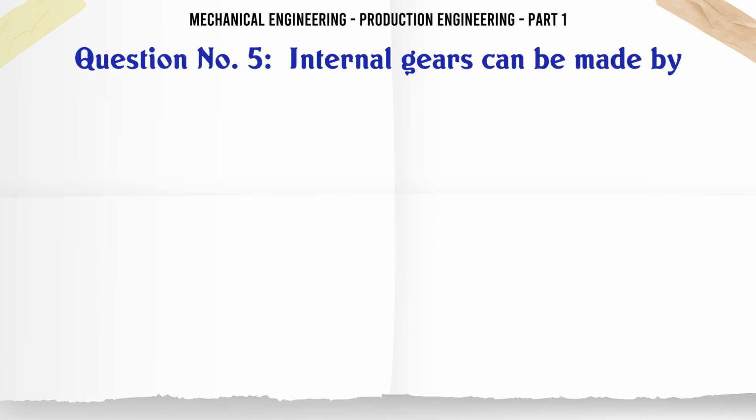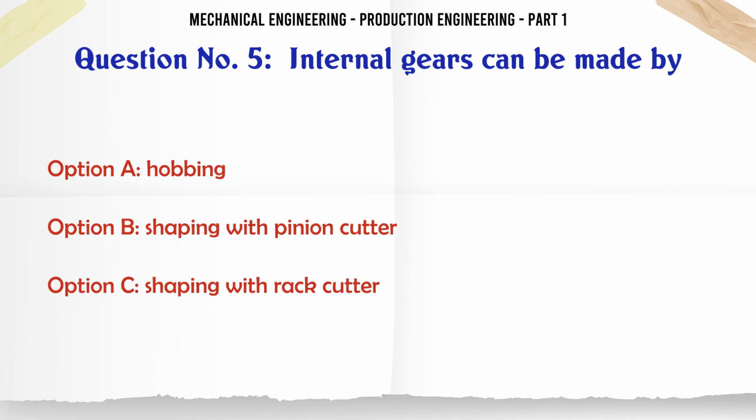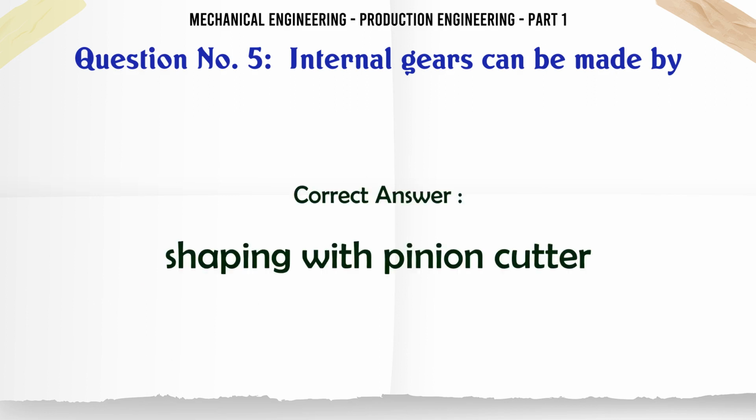Internal gears can be made by A. hobbing. B. shaping with pinion cutter. C. shaping with rack cutter. D. milling. The correct answer is shaping with pinion cutter.